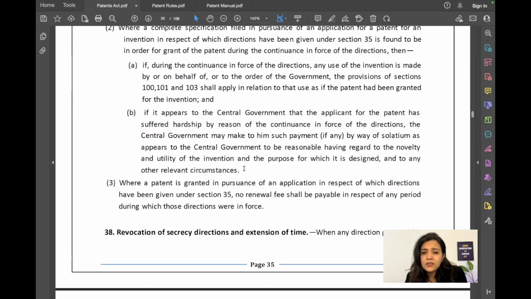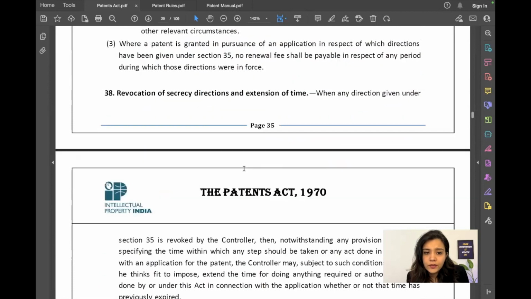So in any case, if there is any renewal fee due at the patent office for the period of time your application was under secrecy provision, for that period you do not have to pay a renewal fee. Ideally the renewal fee starts at a certain time period after the date of filing. So that time period also will not start because your application is under secrecy directions invoked by the government.